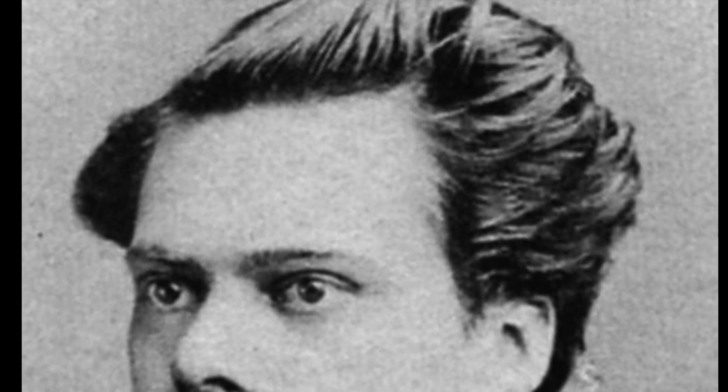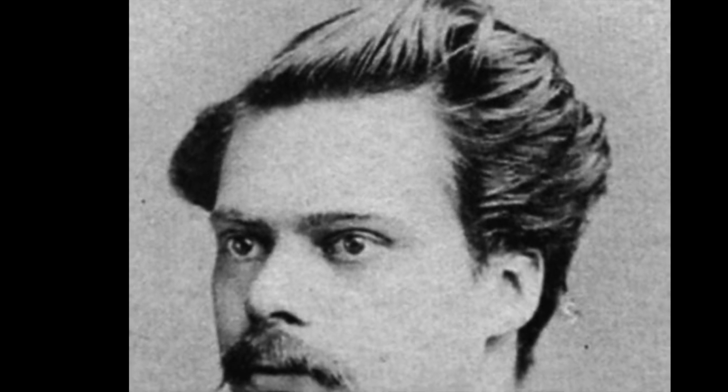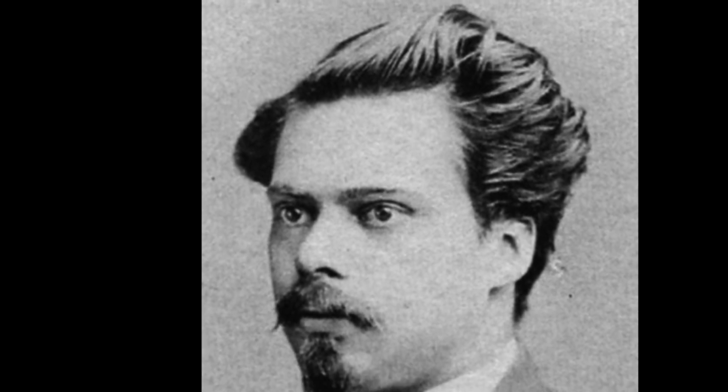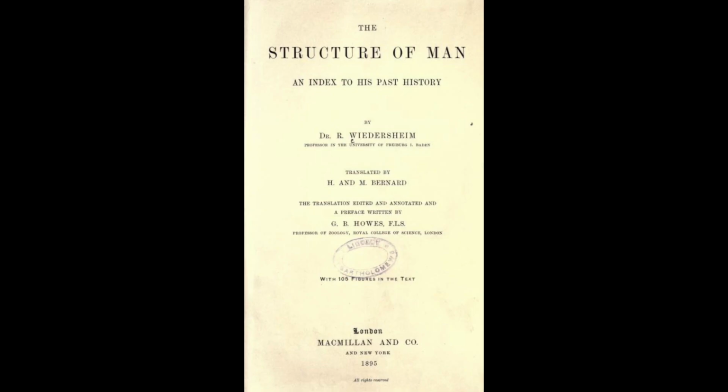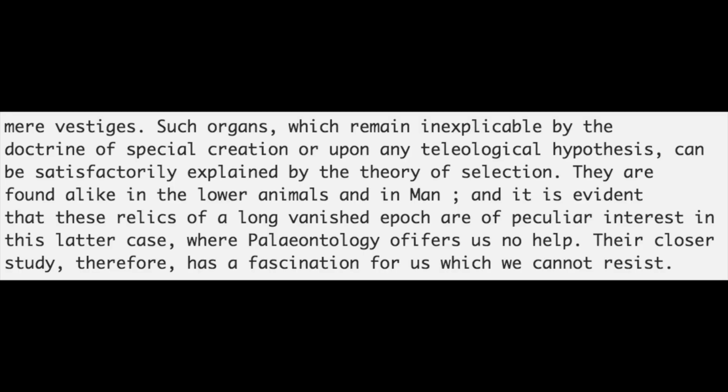In 1893, another Ernst, anatomist Robert Ernst Wiedersheim, published his book, The Structure of Man, an Index to His Past History. A masterful work on the evolutionary process which listed at least 180 vestigial human organs which once served a useful purpose in a creature, but after evolving into a different creature, no longer has any use for the organs, but a small vestige of the former organ remains.